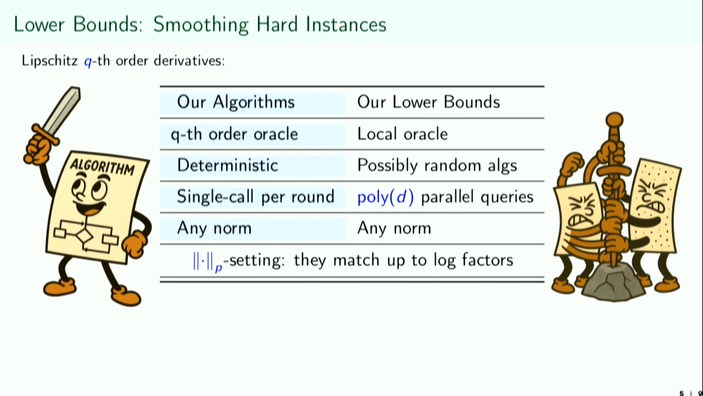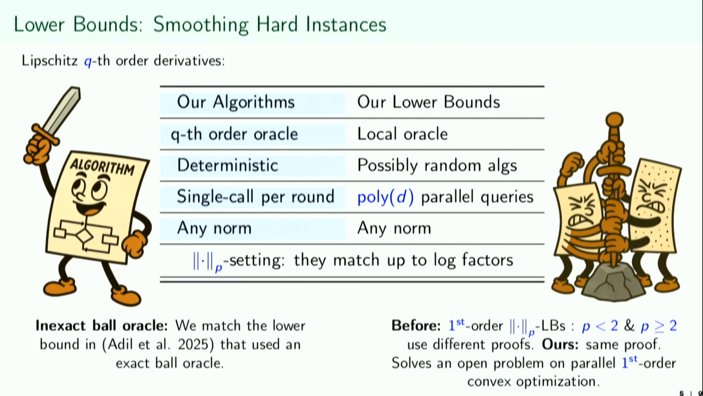In the case that we use a ball optimization oracle, an inexact version of it, the number of queries that we need matches a lower bound in this paper, Adil et al., that used an exact ball oracle. Let me say that part of the upper bounds came out in a concurrent and independent work, which is this one, Adil et al. The lower bounds are completely different, though. Regarding the lower bounds, we actually simplified quite a bit all previous approaches. Previously, for non-Euclidean norms, the cases p less than 2 and greater than 2 were treated very differently, and the case p less than 2 used very complicated techniques. Now we unified everything.